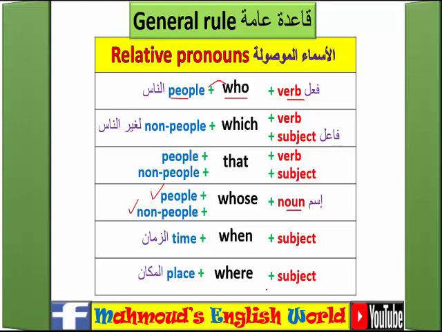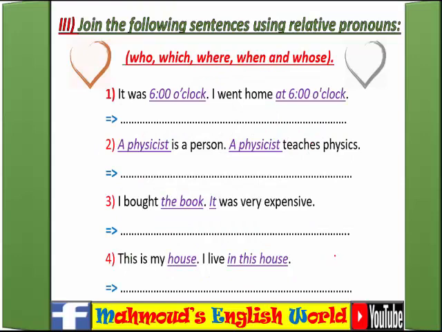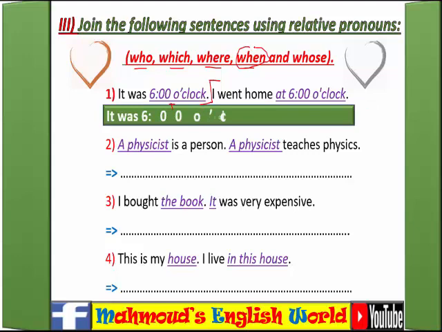Okay, this is the last exercise here. What you're going to do is rewrite or join these two sentences to make one sentence. We have two sentences, 1 and 2. Try to make it one using relative pronouns like who, which, where, when, and whose. I'll give you 4 minutes to do it. Okay, pause the video, do it, and let's correct. It was 6 o'clock. I went home at 6 o'clock. What do we have here? 6 o'clock, it's time. And with time, which one do we use? We use when. So, the correct one is, it was 6 o'clock when I went home.